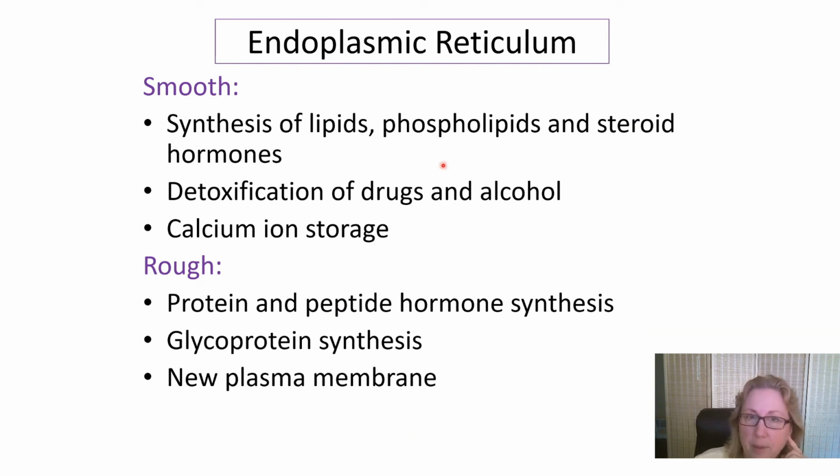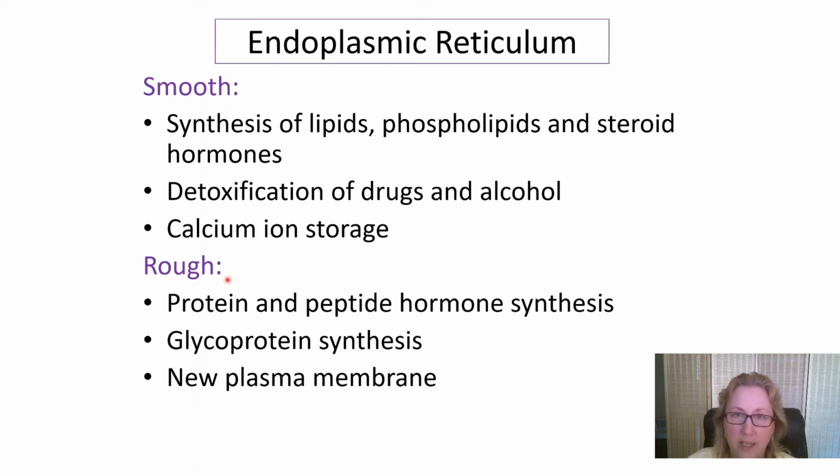So the smooth endoplasmic reticulum, this is for synthesizing pretty much everything that's not a protein. So synthesis of lipids, phospholipids, steroid hormones. It's also used in specialized cells like in the liver for detoxification. And it's used in your muscles for muscle contraction. So calcium is released from the endoplasmic reticulum when your muscles contract to trigger muscle contraction.